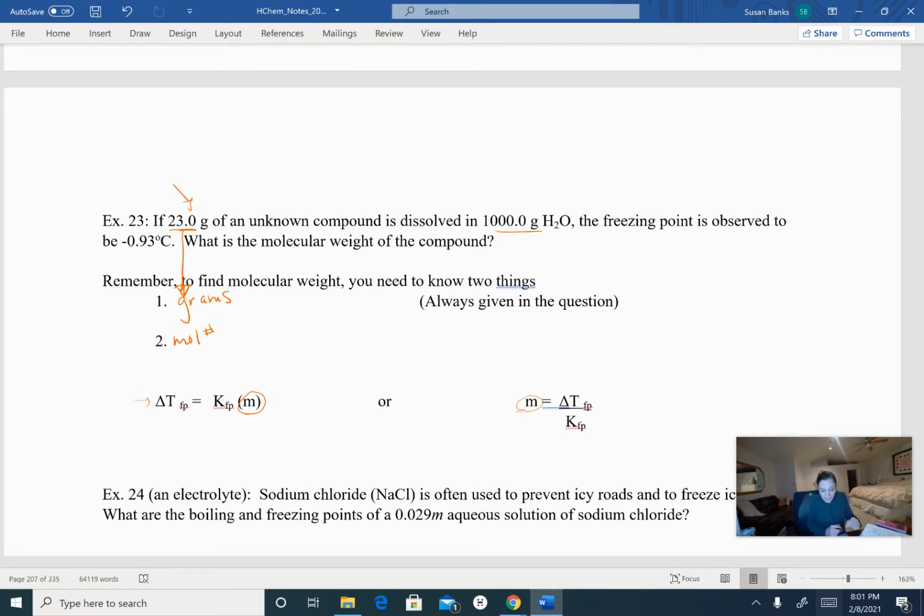So our change in our freezing point, what's the normal freezing point of water? Isn't the normal freezing point 0 degrees Celsius? So if we're at negative 0.93, isn't the change 0.93? Right? Could I say that change is 0.93?